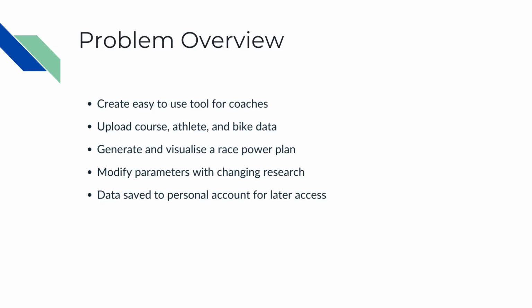The purpose of our website is to provide an easy-to-use tool for coaches, scientists, and athletes to generate and view a RacePower plan for outdoor time trial cycling races. The website allows the uploading of a course and the details of the cyclist and bike, and using these, the website can calculate the power usage of the cyclist over the course of the race and then display it on an easy-to-see graph. Parameters can also be tweaked on the service to adjust calculations in line with the latest research.